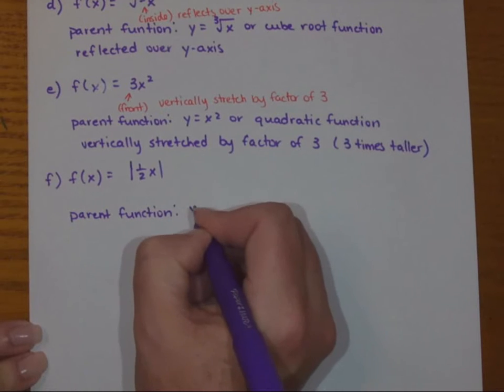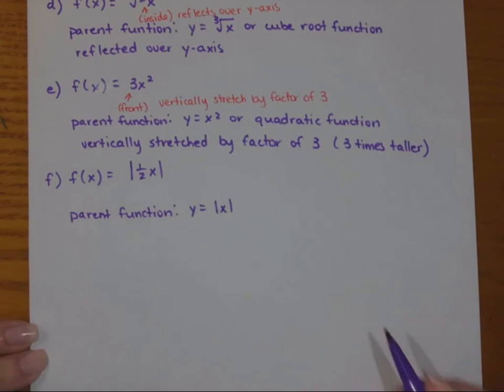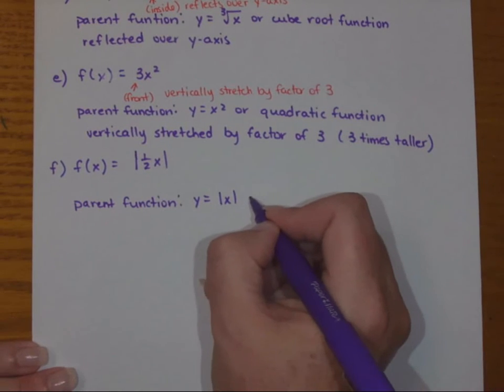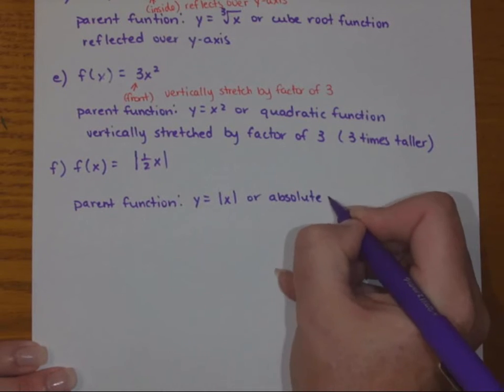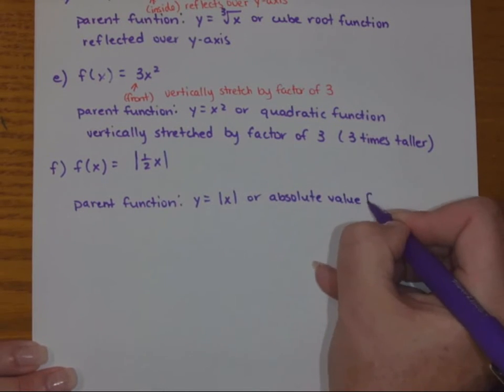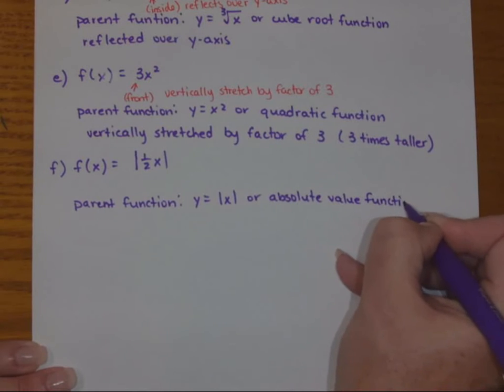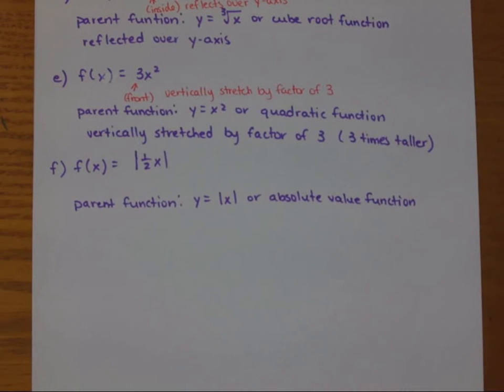So the parent function, or the simpler form of this version, would be y equals absolute value of x, or absolute value function. So make sure you know in your mind what those look like when you graph them. They look like V's, okay?